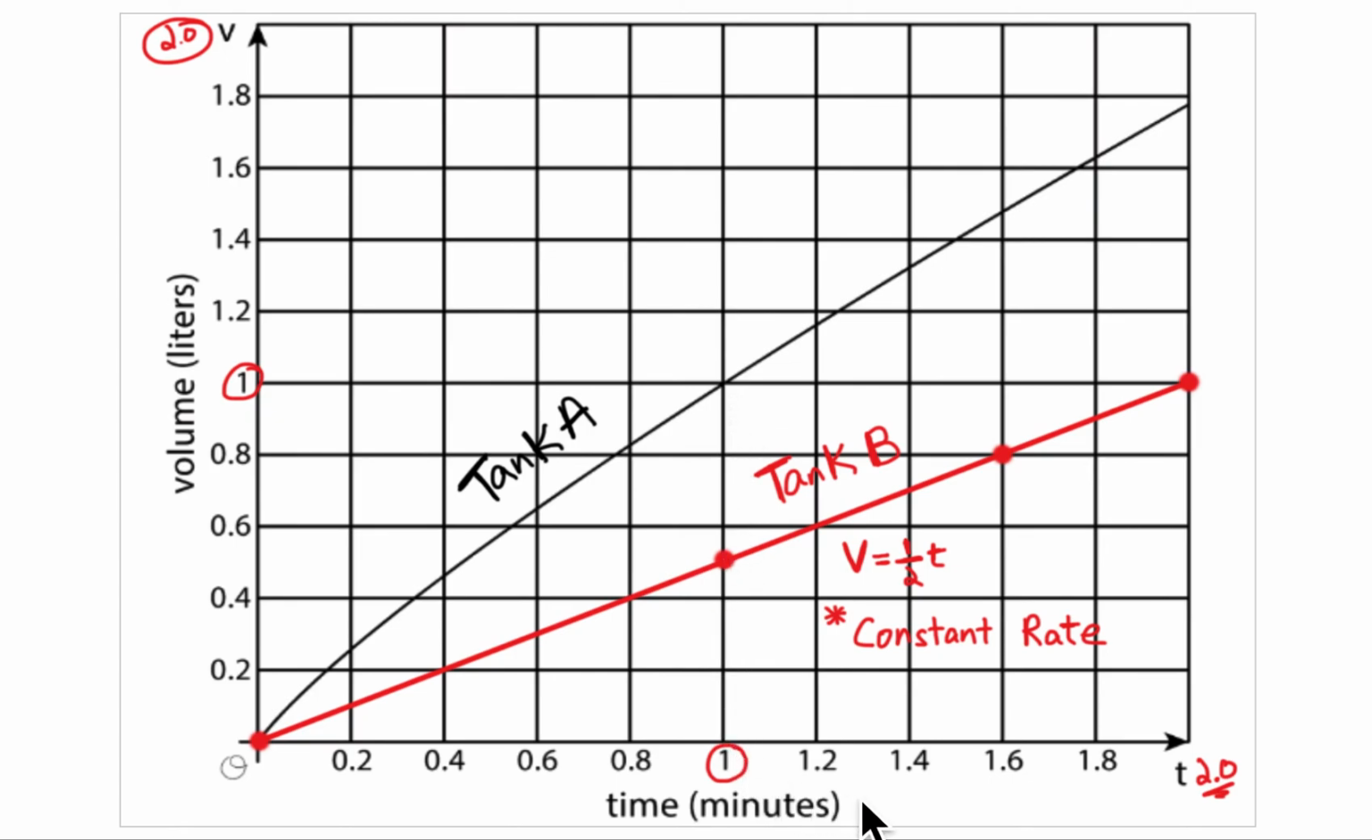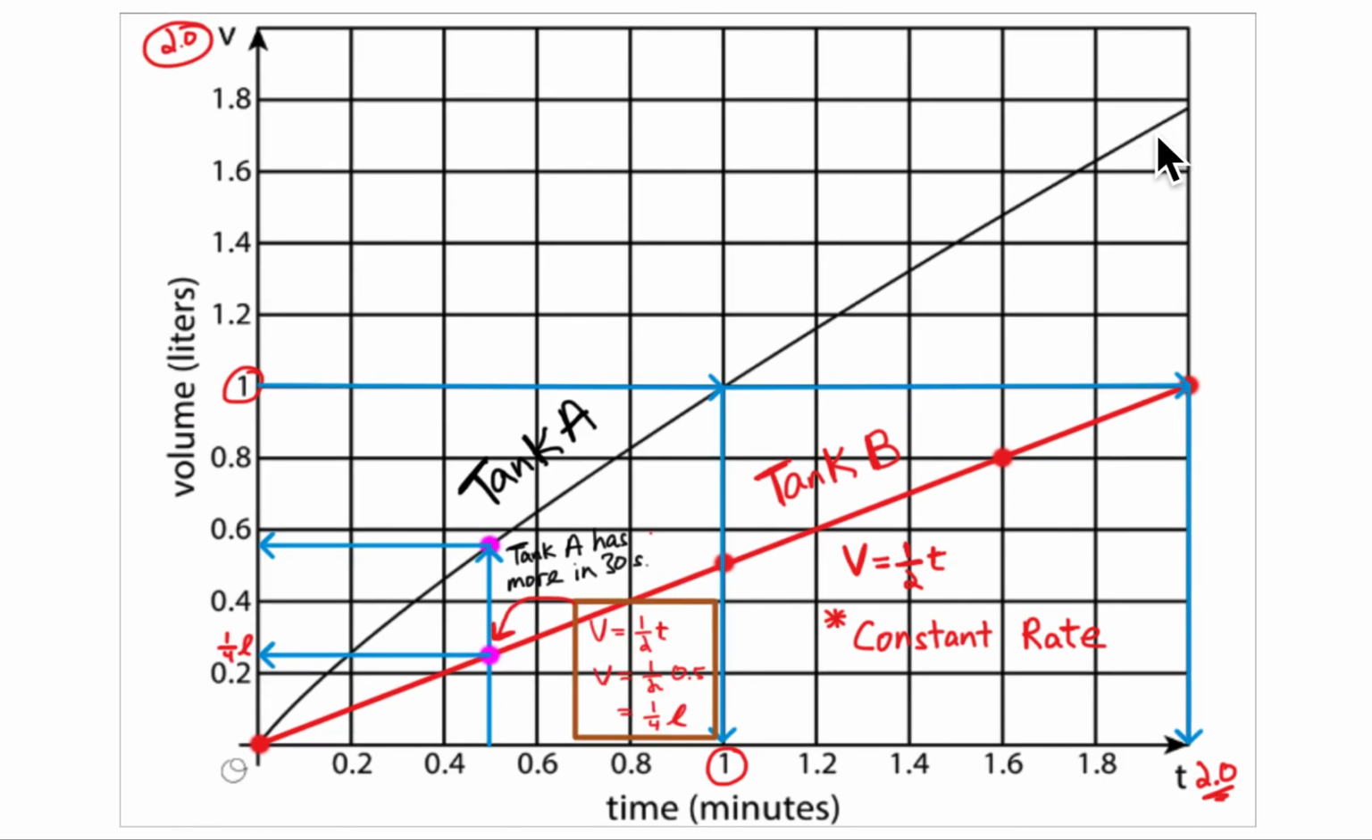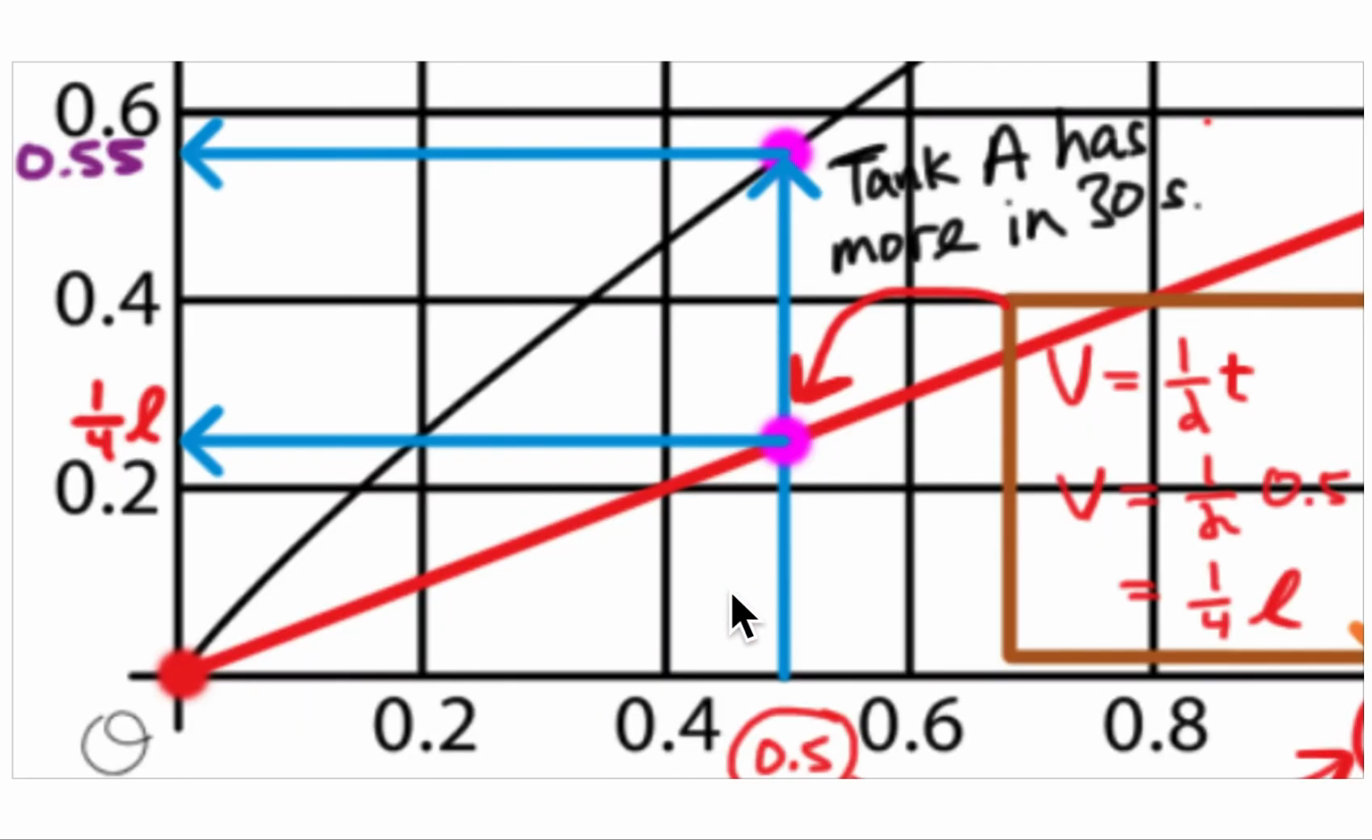And then we're going to double that time to 2 minutes. And you're going to see once again that the volume for tank B doubles again. But the volume for tank A is even less than double. It's really slowing down. Then we'll go farther out. But let's look at these first. So we're going to zoom in on this graph to right here. So let's look at half a minute.